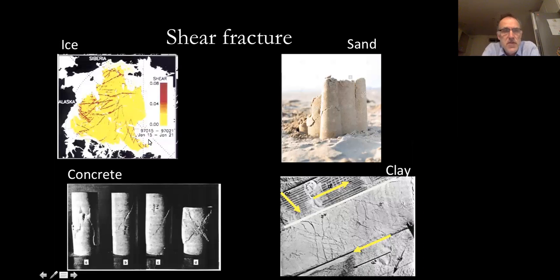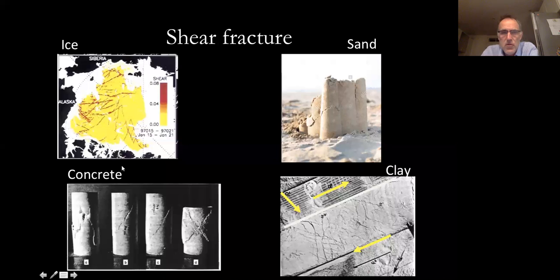These are images of the fracture pattern in typical granular material. We see ice on top left, sand, concrete, and clay. What we observe is that the fracture lines are not oriented randomly, but they have a very specific direction which align themselves with respect to the large-scale forcing.